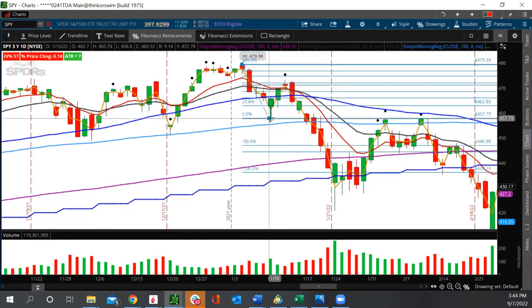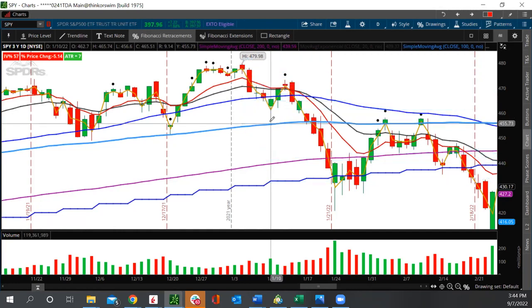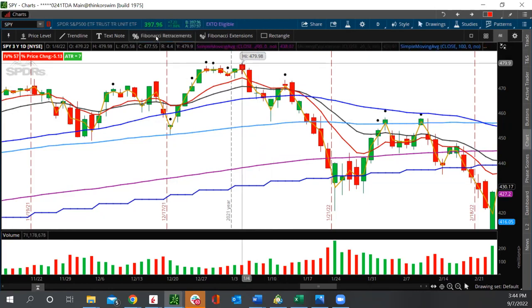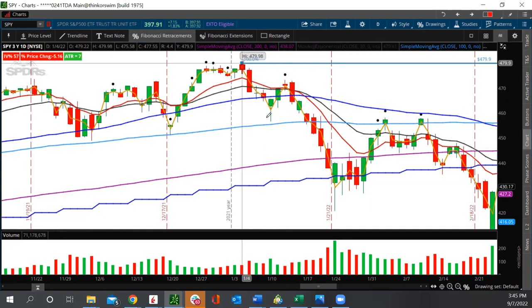So here what we're going to do is go from the high down to the low. Wait a minute, let's back that up. Let's make sure I got the right one. Yeah, I have Fib extensions. Okay, for our retracements we're going to go, I mean, high to low.